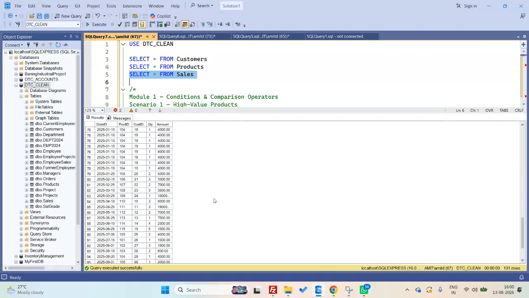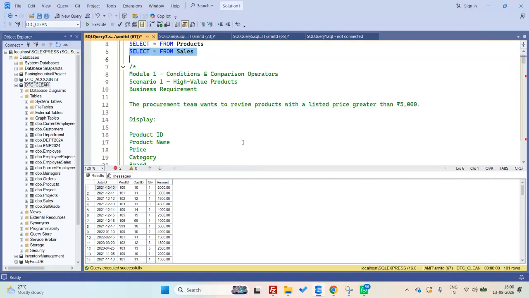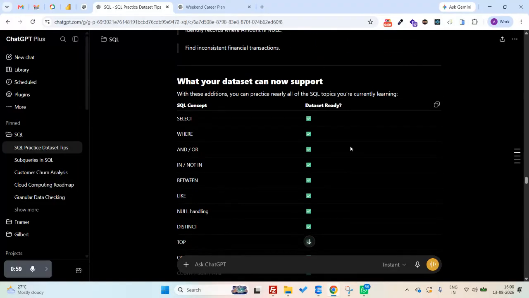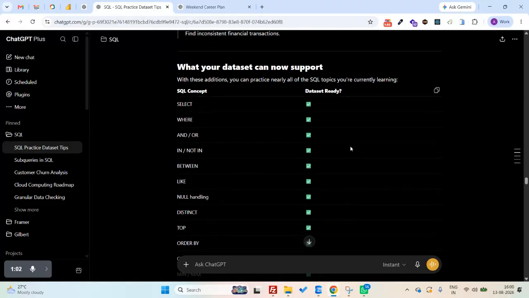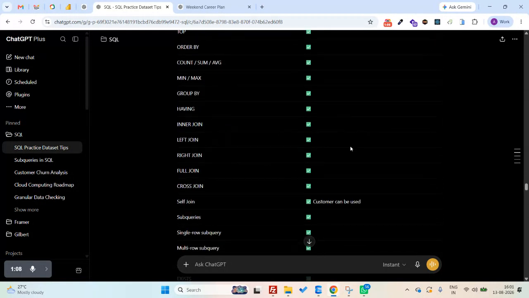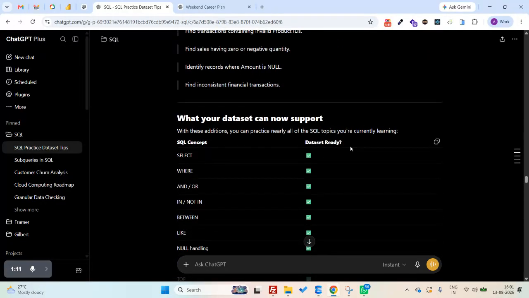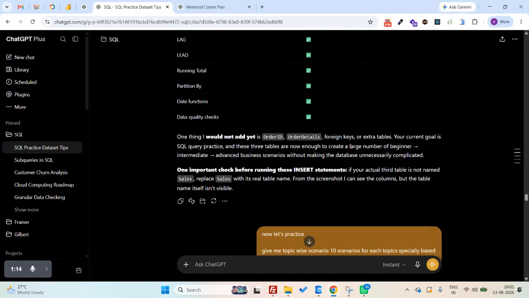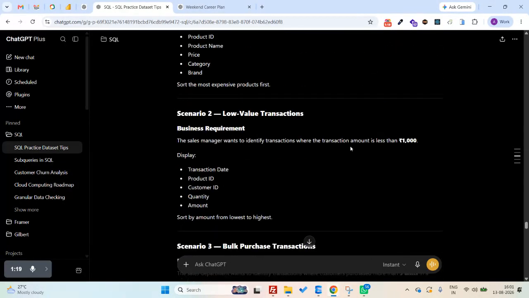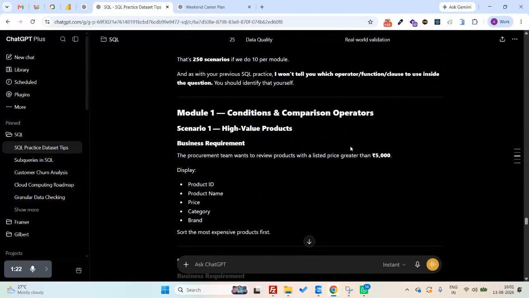Right. I have a target. I have given myself a target to work on each topic, including everything: select, where clause, and, or, in, not in, between, like, null handling, distinct, top, order by, count, sum. I mean all the topics I need to cover in this data set. I have the data ready, and now when we have the data, I need to perform all these operations.